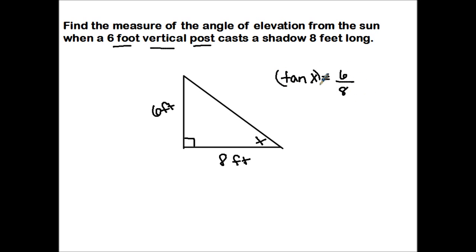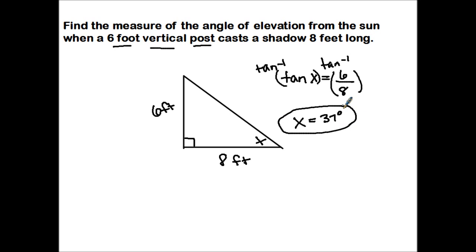Of course, we are going to have to use the inverse because we're solving for an angle. I said find the angle of elevation. So in our calculators, we need to write tan inverse 6 divided by 8. So I would get x equals 37 degrees. I rounded up to 37 degrees. Okay, great.